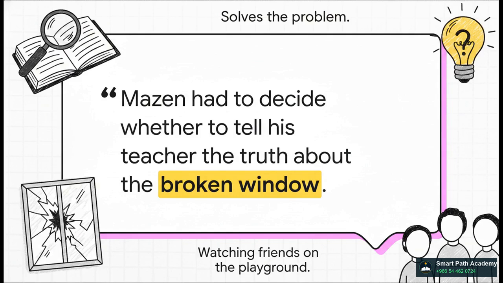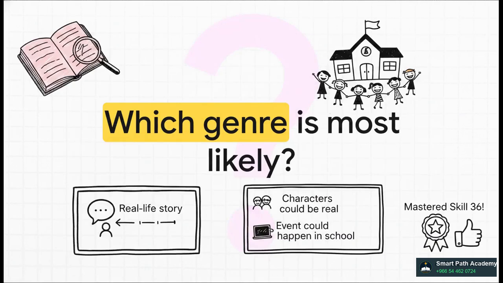Think about the setting here. Think about the problem. Think about the clues we just pulled out. What's your official detective diagnosis? So the crucial point is matching those everyday school problems to our framework. The answer for question 1 is definitely real-life story. And for question 2, your 2 features are 1, characters could be real, and 2, an event that could happen in a school. If you nailed that, you have officially mastered Cambridge Checkpoint Skill 36.